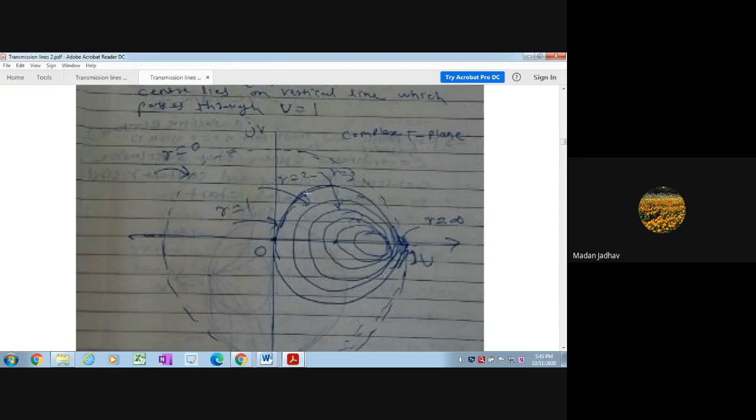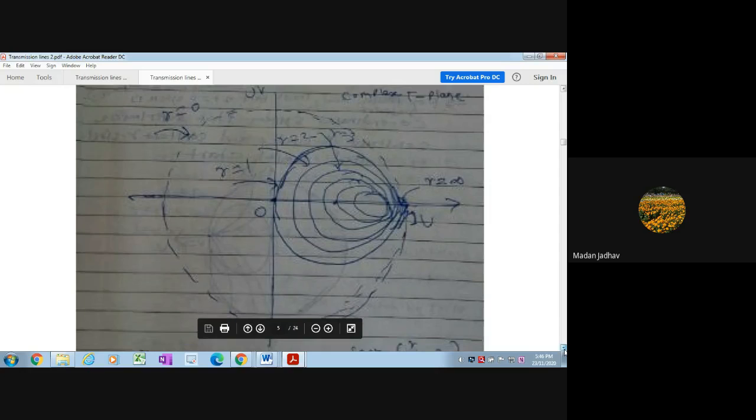Now, if you move along a resistance circle, you will get different reactance values, while the resistance value will be the same. Now R equal to 0 is the big circle in the Smith chart. R equal to 1 is the circle which is passing through the center of the Smith chart. And here R equal to infinity. Now these are the R circles.